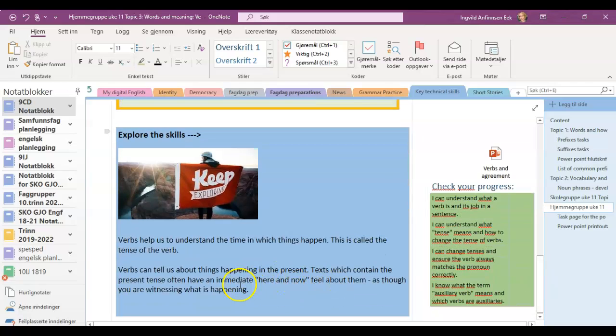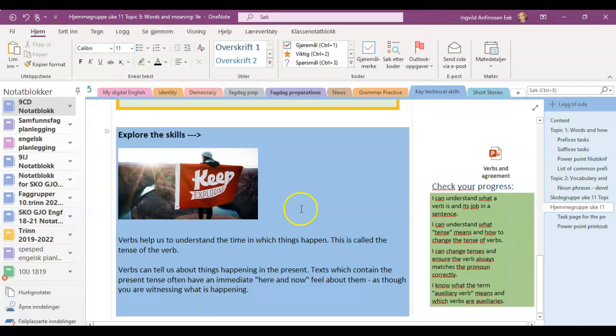Moving on. So verbs help us to understand the time in which things happen. And this is called the tense of the verb, verbtid. So tense of the verb is something you really need to know what it means. You have to know how to say verbtid in English. So the tense of the verb. Should know this by now. Verbs can tell us about things happening in the present. Texts which contains the present tense often have an immediate here and now feeling about them, as though you're witnessing what is happening.